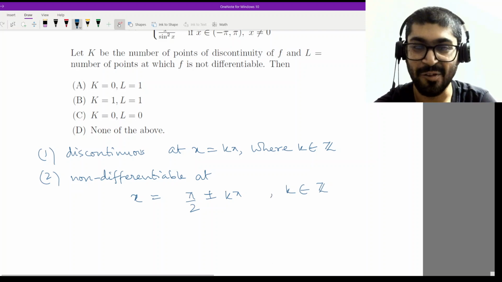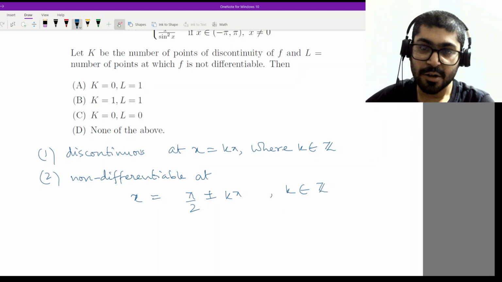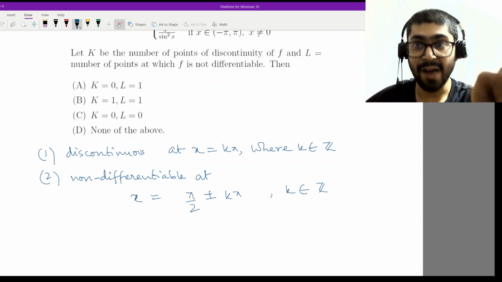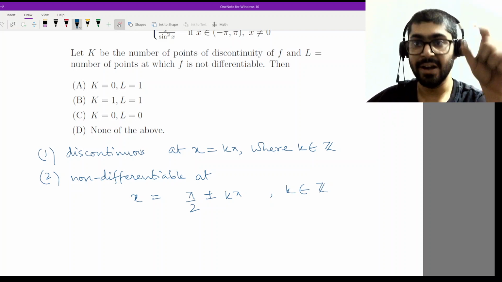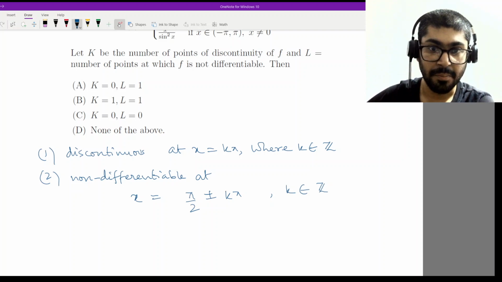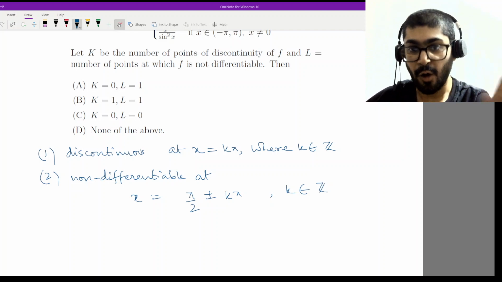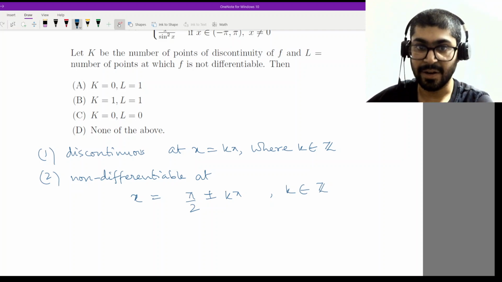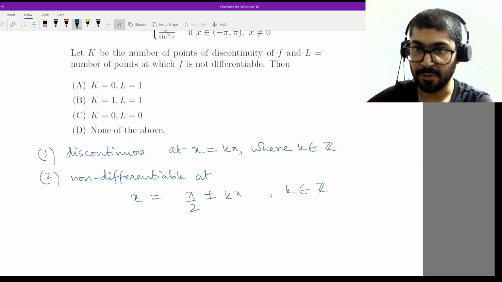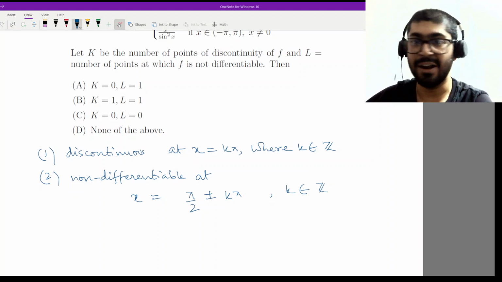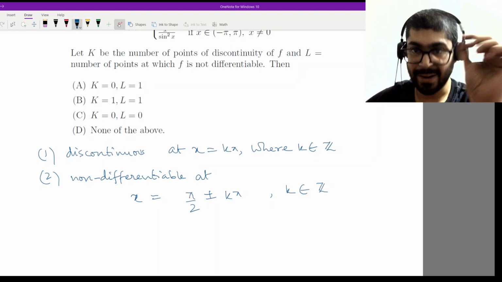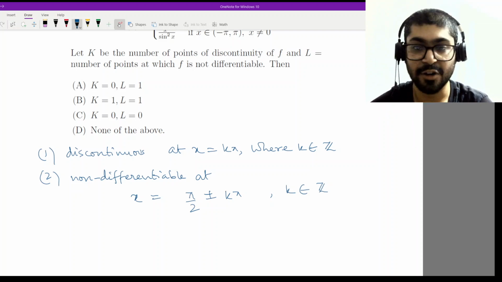Alright, so now when we have pi by 2 plus minus k pi, at k equals 0 this is just pi by 2, so we have one non-differentiable point. Alright, at k equal to 1, we either have pi plus pi by 2 or pi by 2 minus pi, right? So it will be pi by 2 minus pi, which is minus pi by 2. Now cos is an even function, so the value at minus pi by 2 as well as at plus pi by 2 will both be 0, right? But even then we get a few more points of non-differentiability, right?